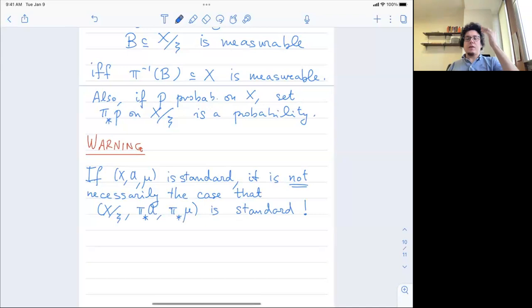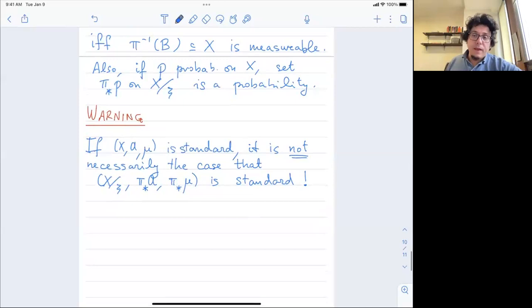And that's the annoying thing, basically. Are there any questions? I'll share an example soon. Okay, so that's the issue. And in fact, for this reason, we have to use what are called measurable partitions.